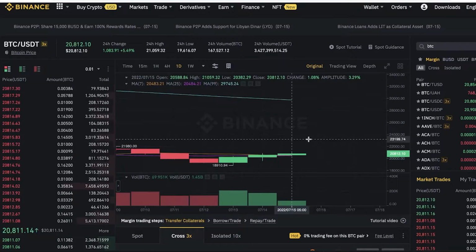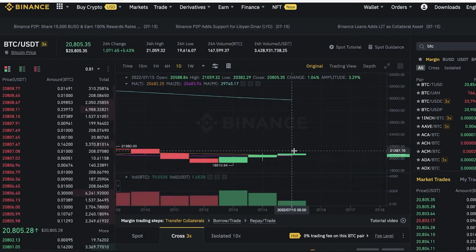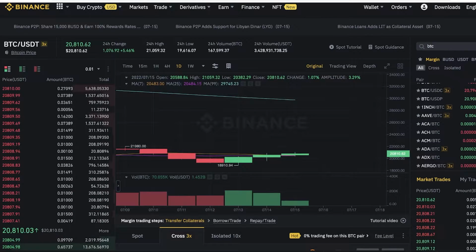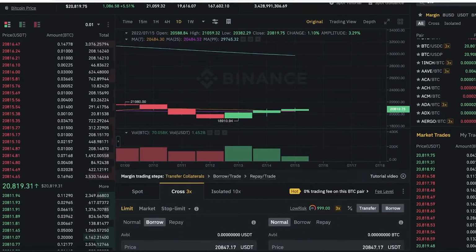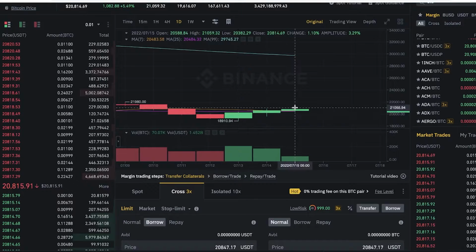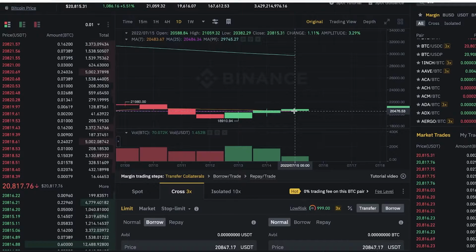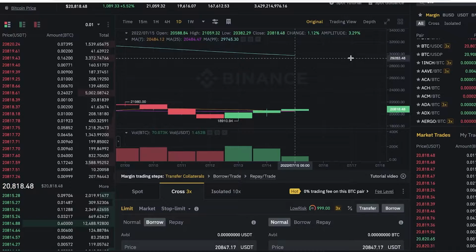Now, you might be wondering before we get into this, what does longing a crypto trade actually mean? Well, what it means is that if you expect the price of a token to rise, then you're going to borrow money to purchase this at this price over here, if you're expecting the price to go up.